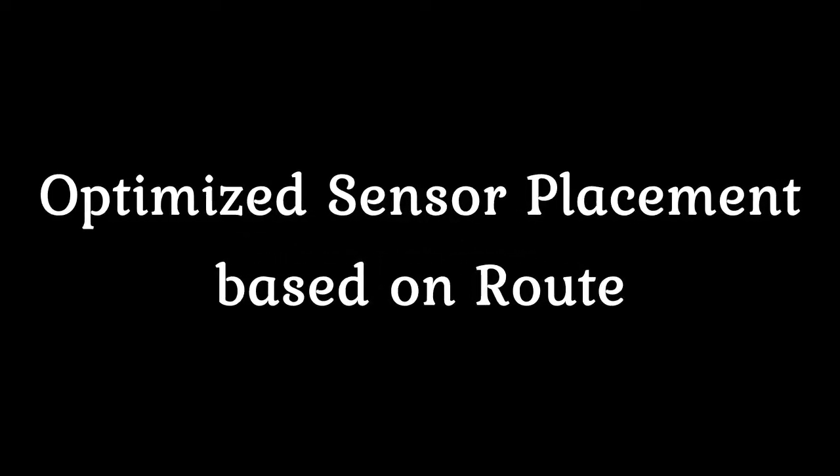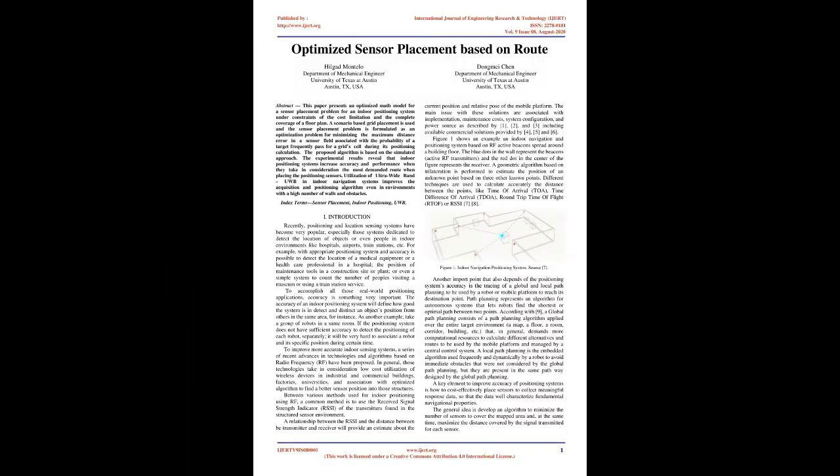Abstract. This paper presents an optimized math model for a sensor placement problem for an indoor positioning system under constraints of the cost limitation and the complete coverage of a floor plan. A scenario-based grid placement is used and the sensor placement problem is formulated as an optimization problem for minimizing the maximum distance error in a sensor field associated with the probability of a target frequently passing through a grid cell during its positioning calculation. The proposed algorithm is based on the simulated approach.